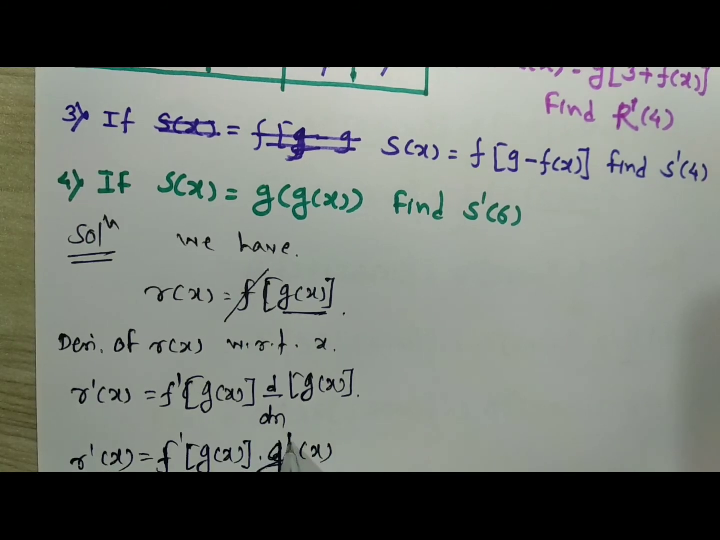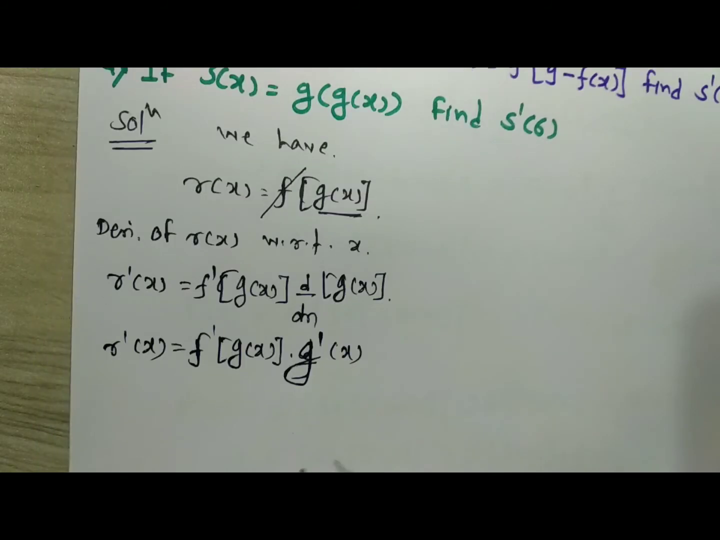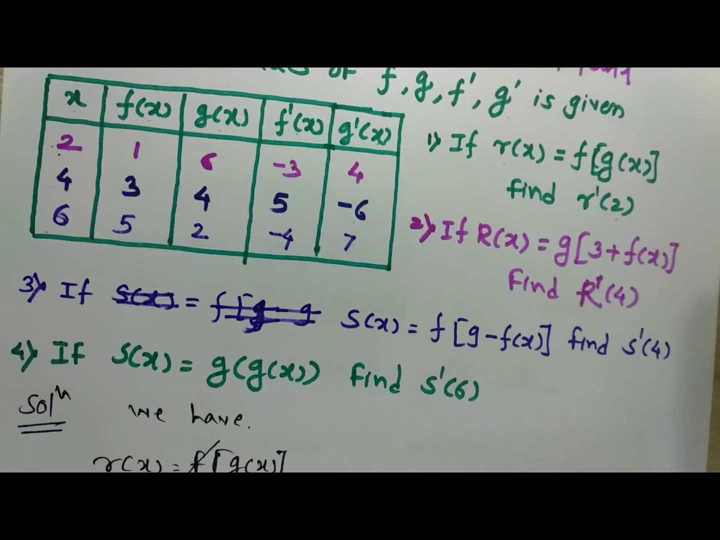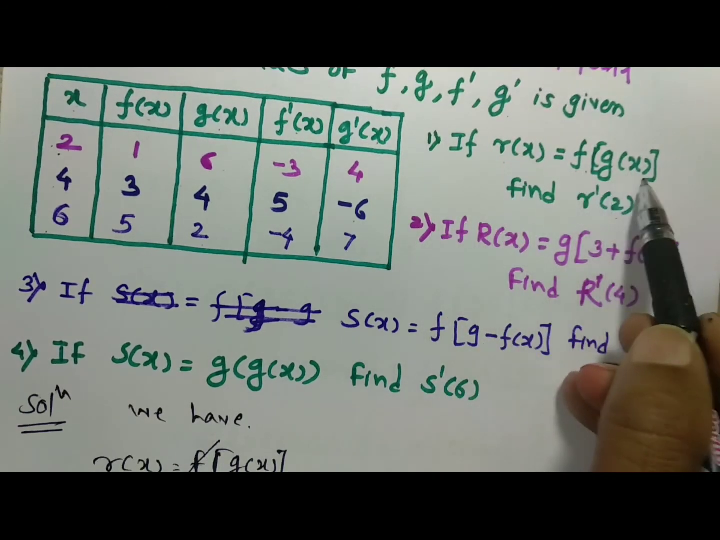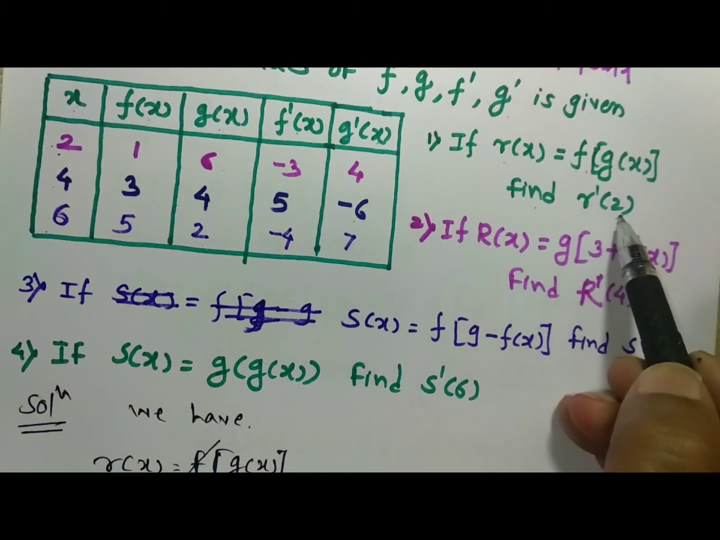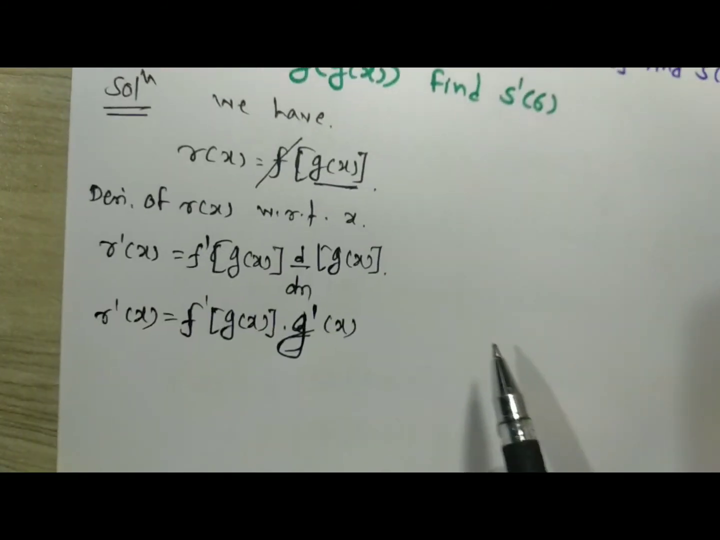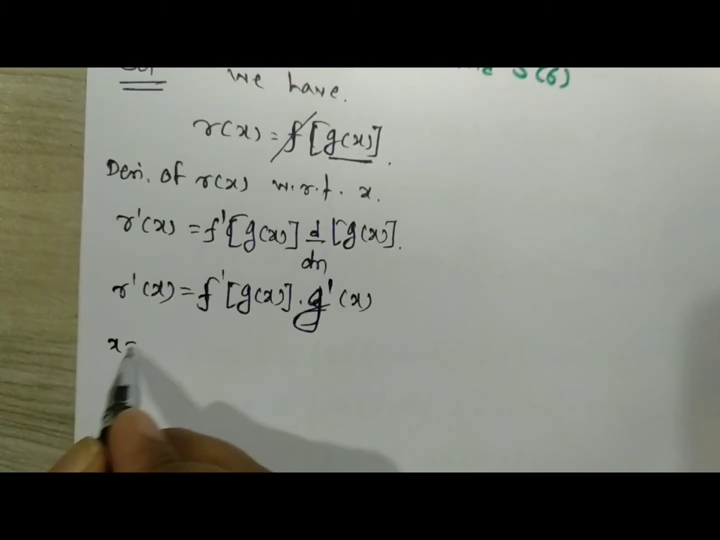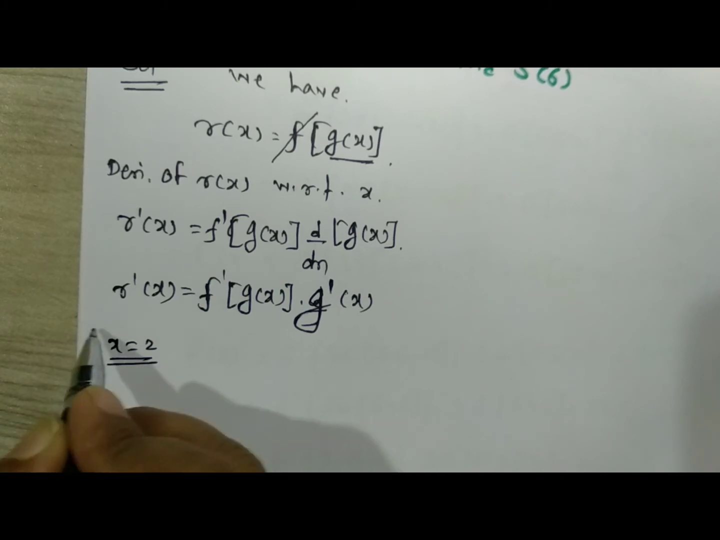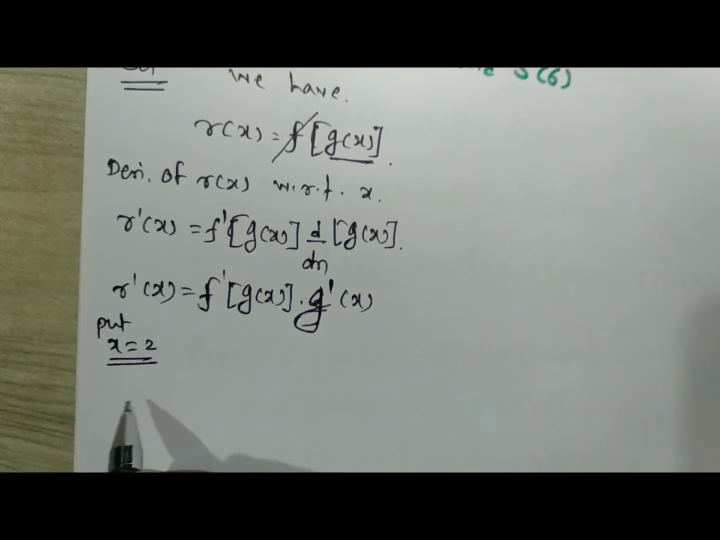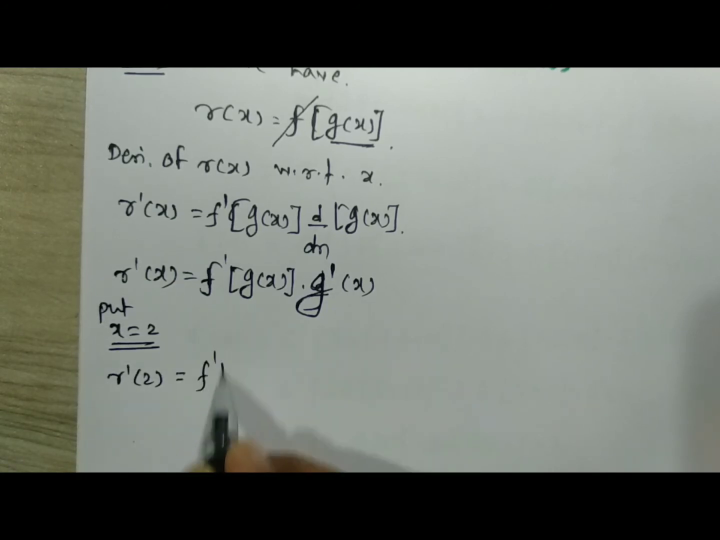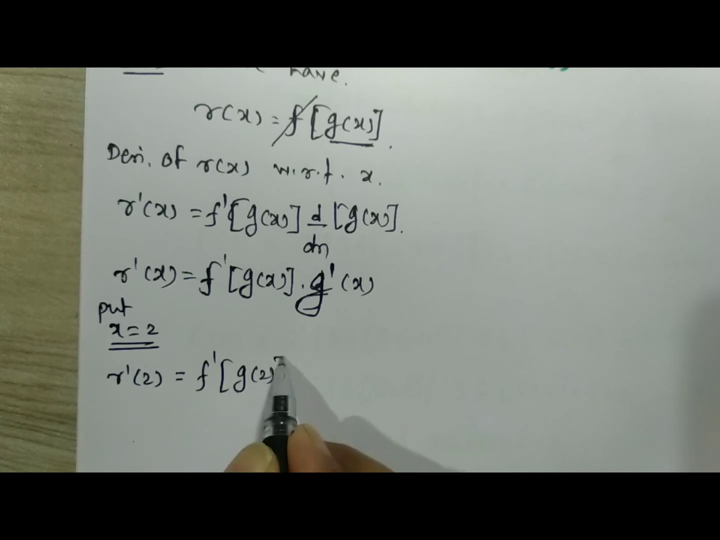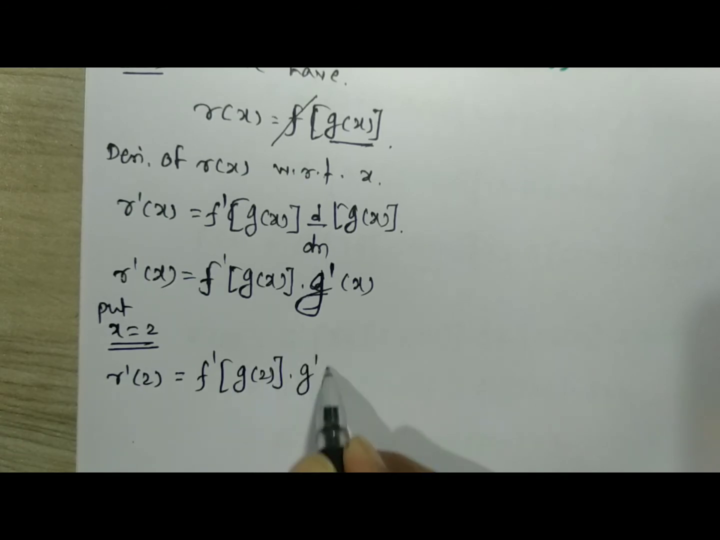Right now we want to find the value of r dash 2, given r of x is equal to f of g of x, and therefore we put the value x is equal to 2 inside the derivative. By putting x is equal to 2, you will get r dash 2 is equal to f dash g of 2 into g dash 2.